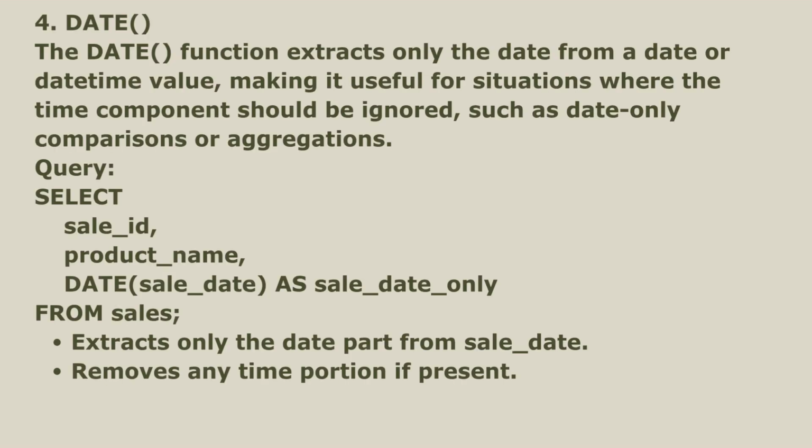Now, if we check the next example, that is the DATE function. The DATE function extracts only the date from a date or date and time value, making it useful in situations where the time component should be ignored, such as date-only comparison or aggregations. So in the query we need to use typecasting. Date is a typecast with the date only detail so that we'll get the date only details.